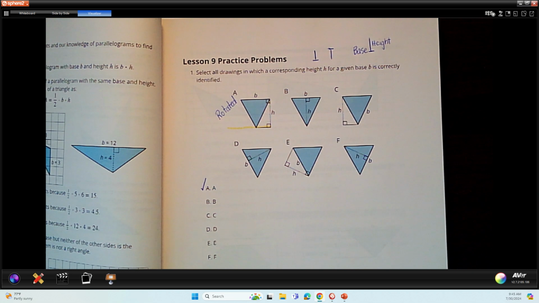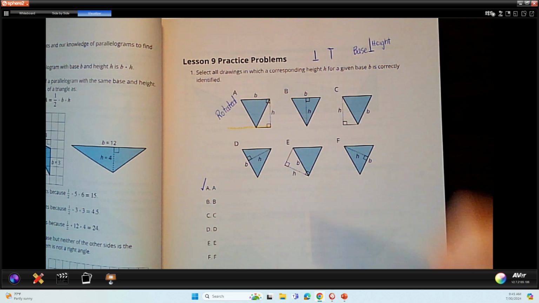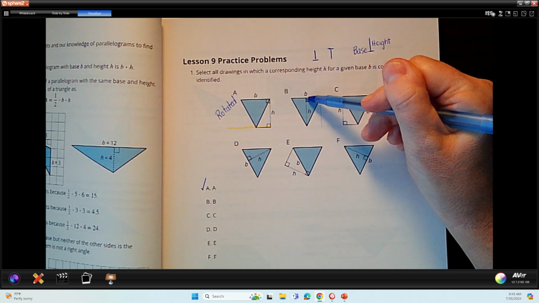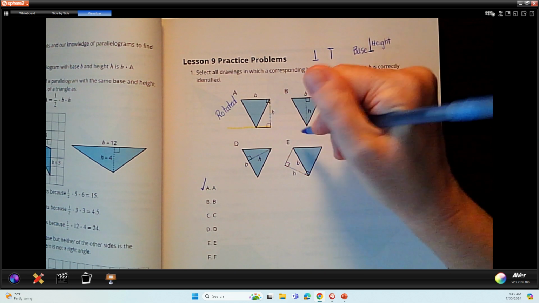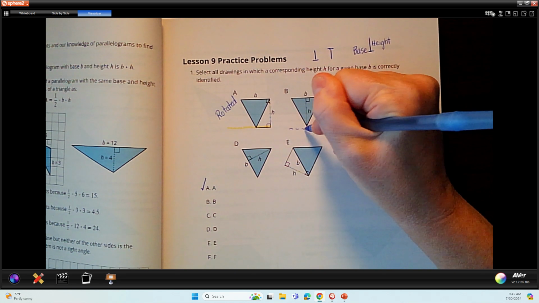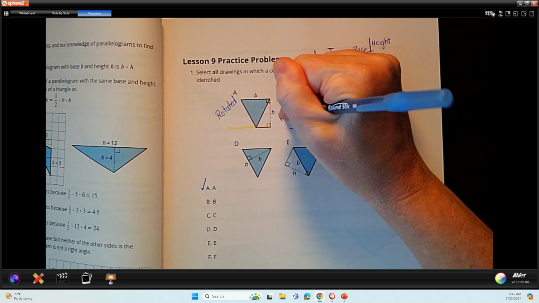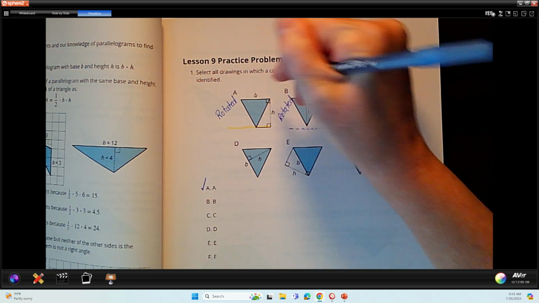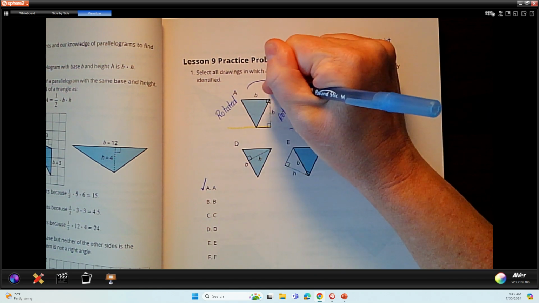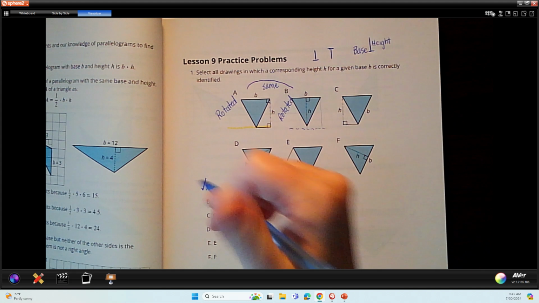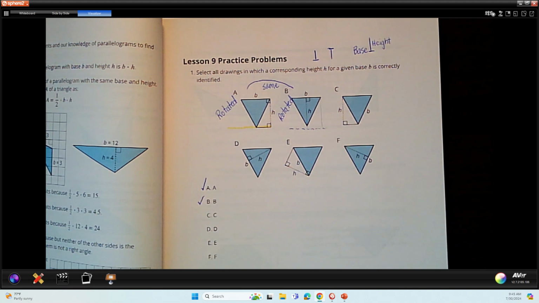Now B is exactly the same as A. They are the same triangles. The only difference is instead of finding the height on the outside, they're going to find the height going straight up the center. And again, remember that invisible plane going across the top. And again, this one has also been rotated. These are actually the same. The height can go up the center. So B is good. We're going to check B off as being good.